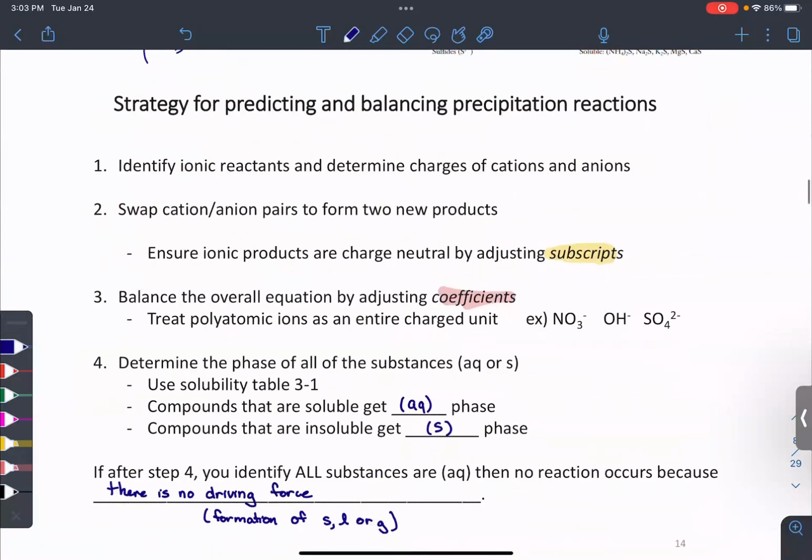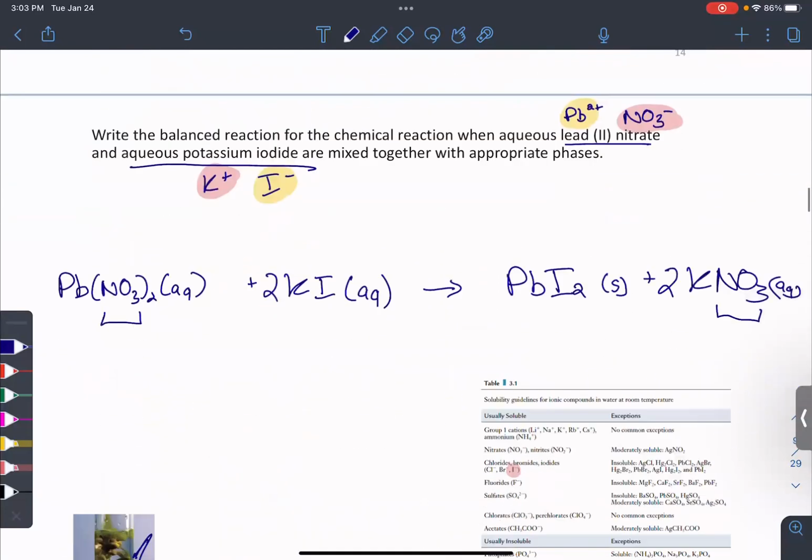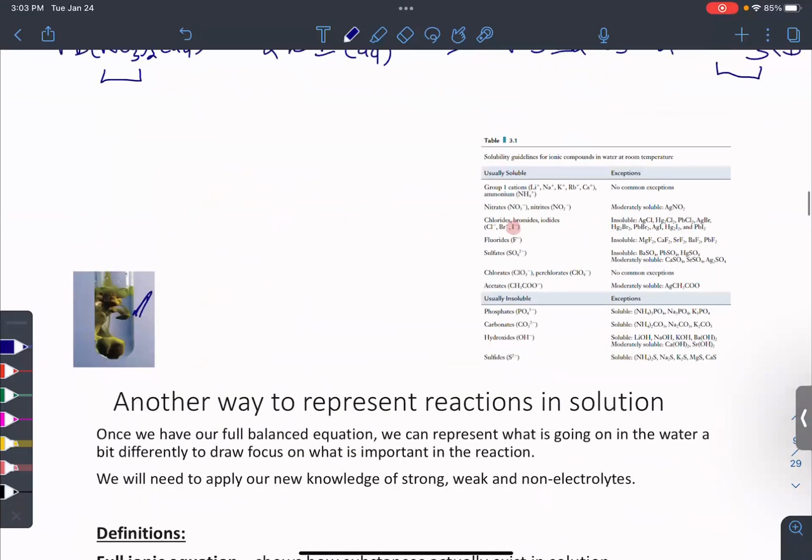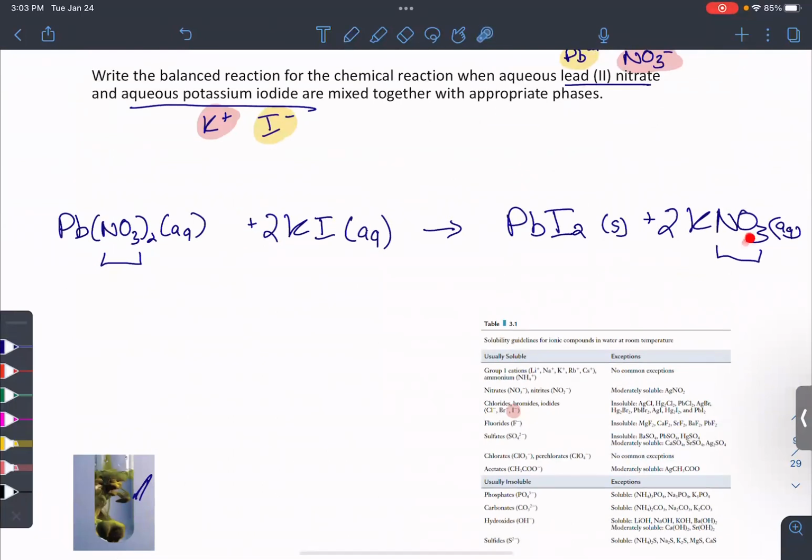There's the strategy to do it. It's all about ions, okay? Balancing, charge balancing, knowing those charges. All right, so we wrote a double displacement reaction, but let's think about another way to represent reactions that happen in solution. In this reaction, everything is charge neutral. Lead nitrate, do you think this would conduct electricity? This solution, if you just had it in a beaker and I stuck it under my thing, would this conduct electricity?